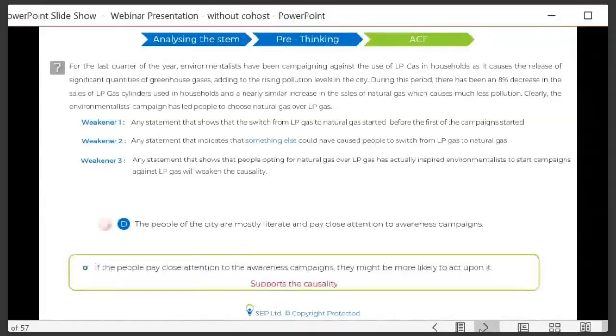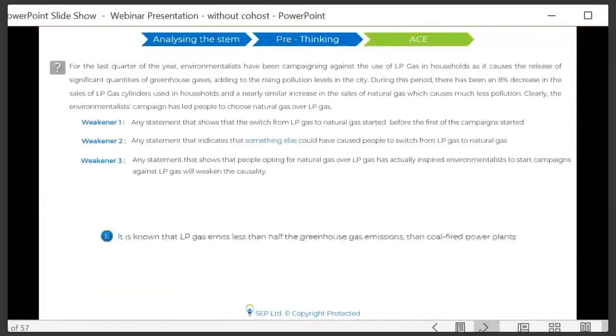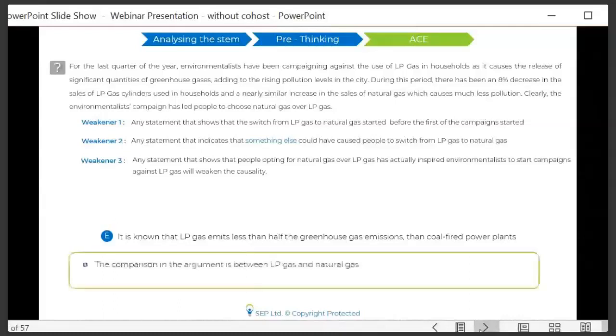All right. Let's look at choice E. It is known that LP gas emits less than half the greenhouse gas emissions than coal-fired power plants. So, what we are saying here is the comparison in the argument is between LP gas and natural gas. Thus, the comparison between LP gas and coal-fired plants is irrelevant to the conclusion, and therefore, this is incorrect.